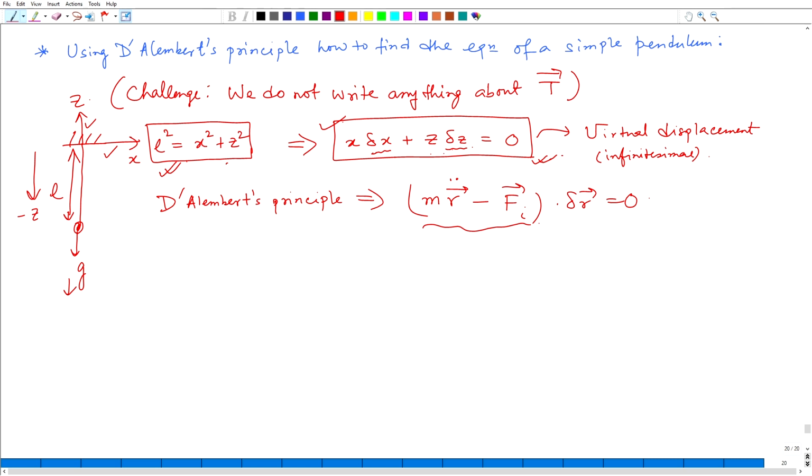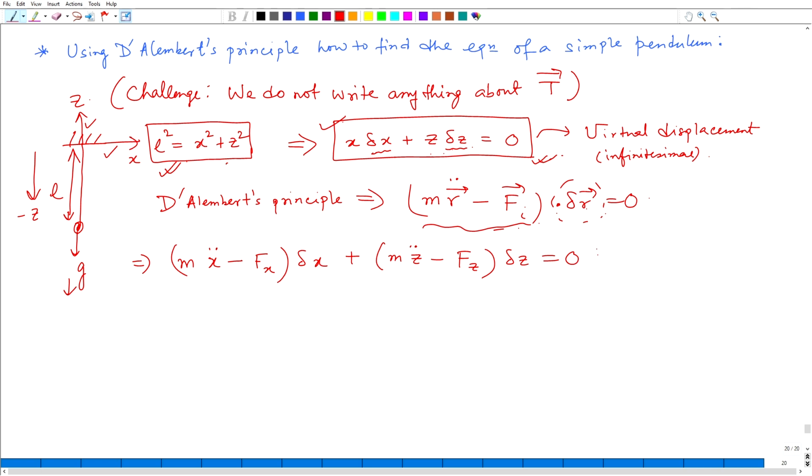Remember, this is a point of caution. This is simply perpendicular to delta r, that will be 0. So, you should not forget this part. And then you say, okay, then m x double dot minus... So, along x direction there is nothing. So, I can simply write m x double dot minus f in the x direction times delta x. I am doing the dot product, of course, plus m z double dot minus f z, and delta z will be equal to 0.